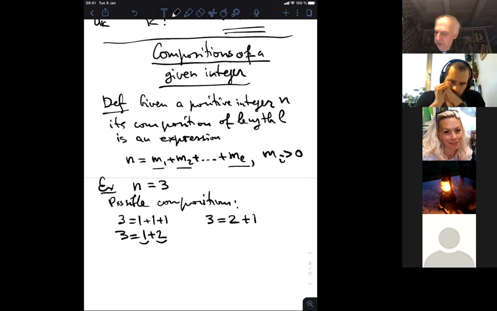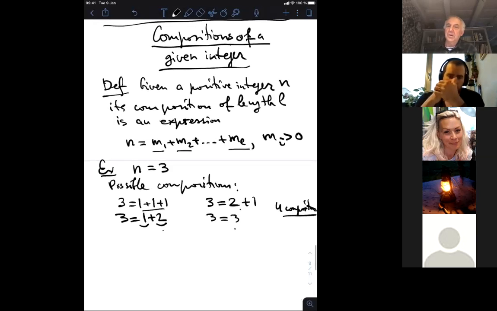What do we have more? And finally 3 equals 3. This is still a composition. Totally we have 4 possible compositions of different lengths here. This is length 1, we have two of length 2, and we have 1 of length 3. But now I'm just showing you all possible.